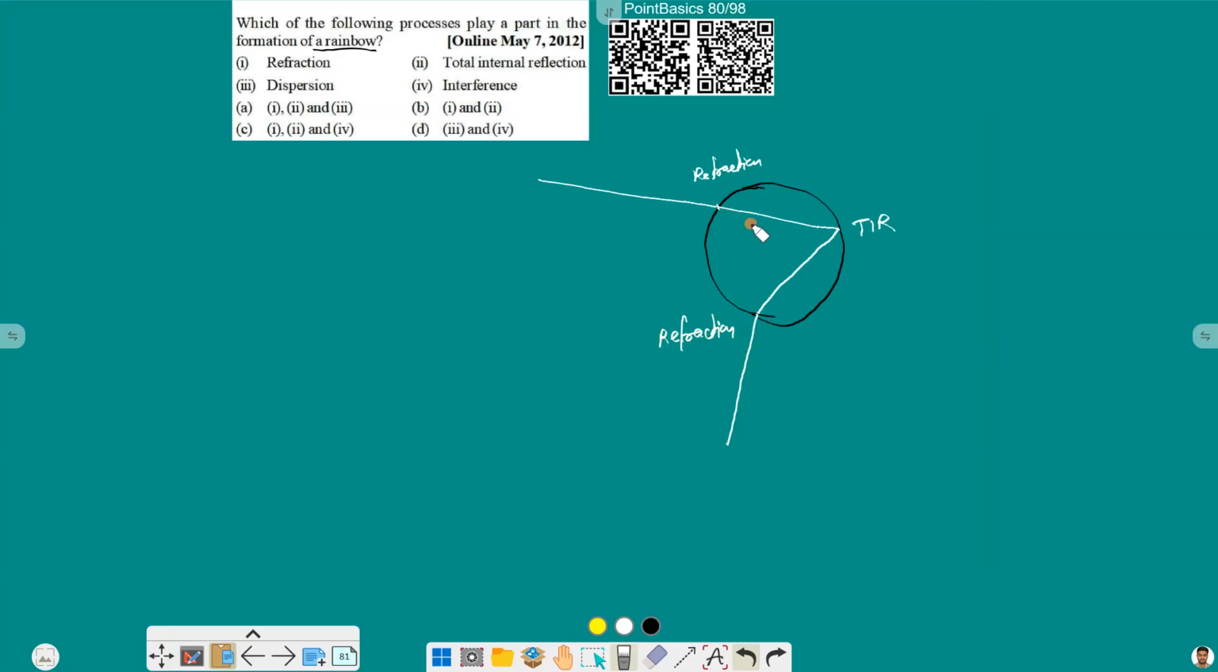Even in the secondary rainbow, we have two total internal reflections. So interference is not there, dispersion is there, because due to refraction dispersion is also there, and TIR is also there. So we can say 1, 2 and 3 can also be included. So that is option A, 1, 2, 3. So now coming to the next part.